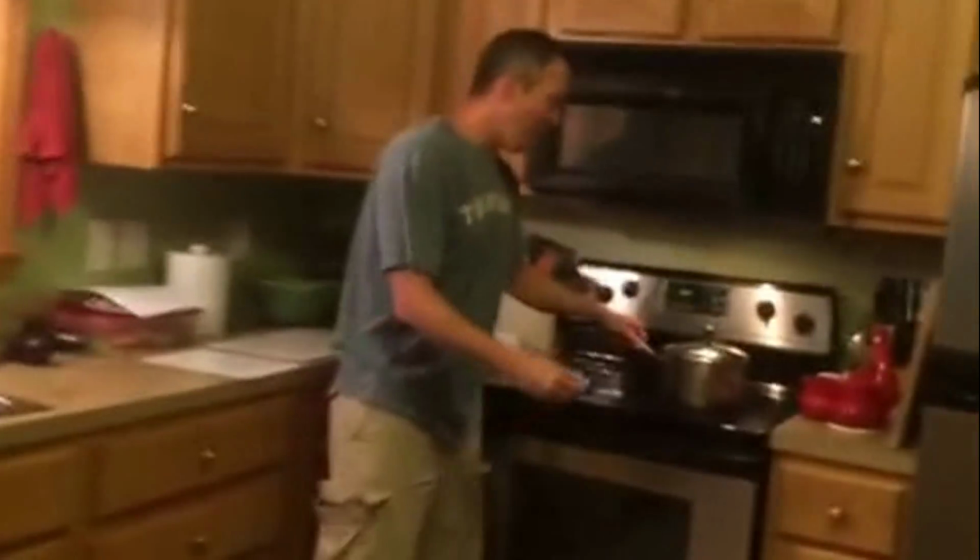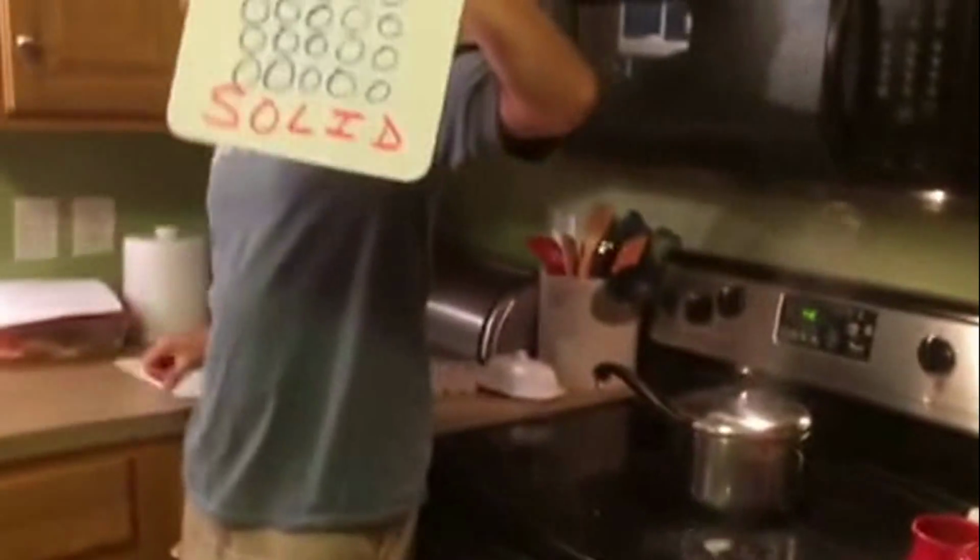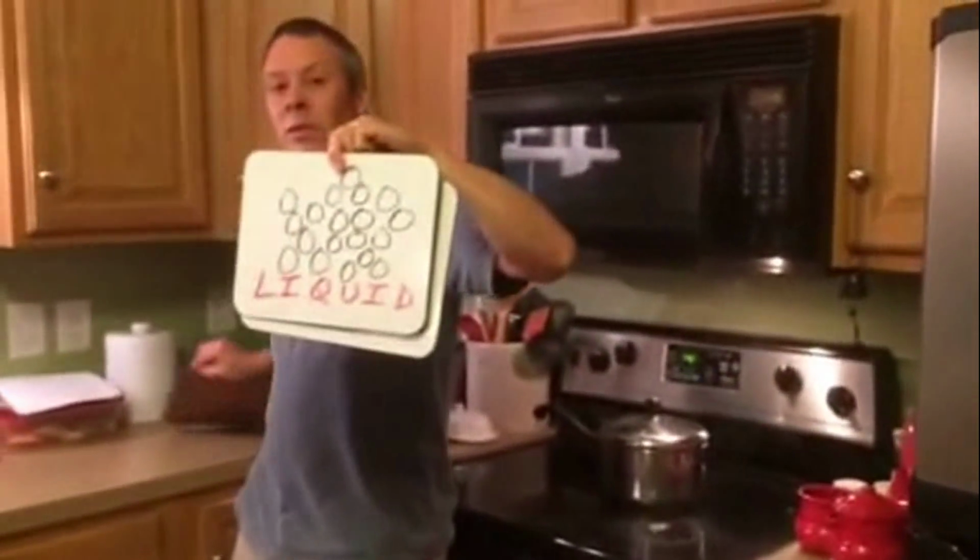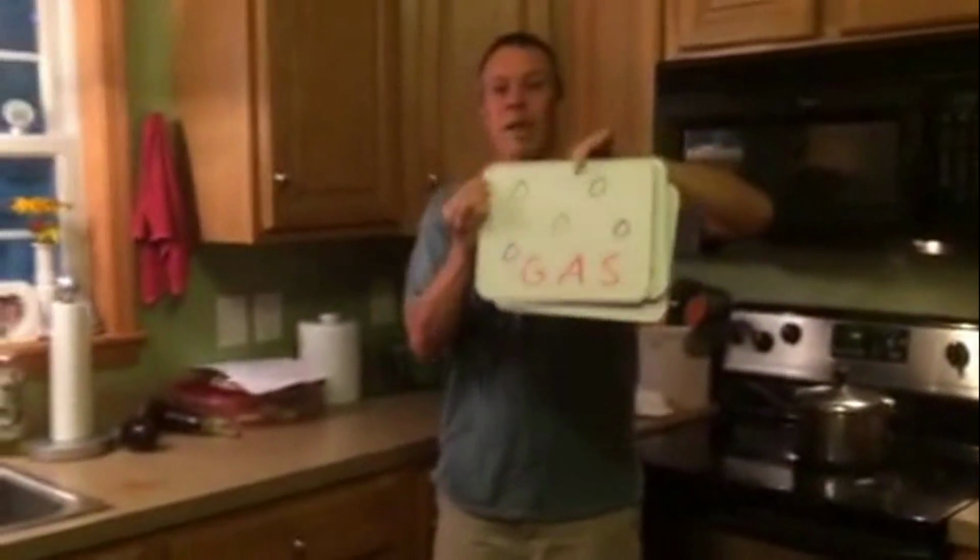How about if I raise the temperature? Well, that's easy to show. Take the ice cube, raise its temperature. Put it on the stove, you can see the solid turns into a liquid, it melts, and that liquid will turn into a gas. So, raising the temperature, we go solid to liquid to gas.